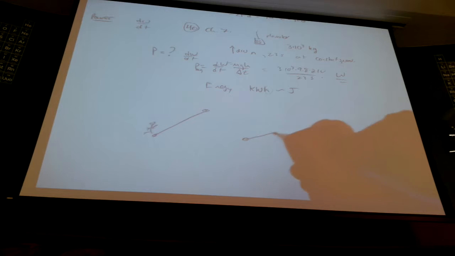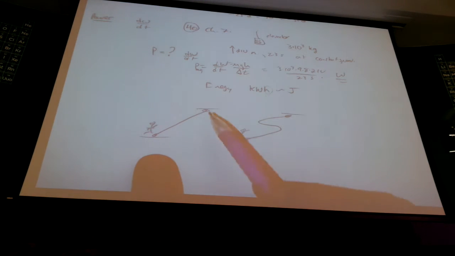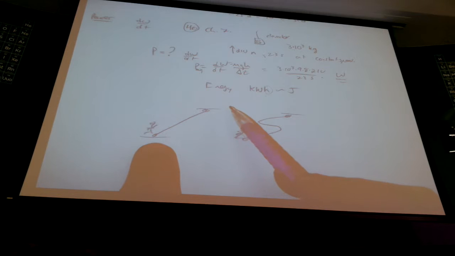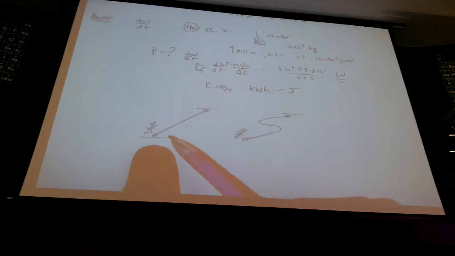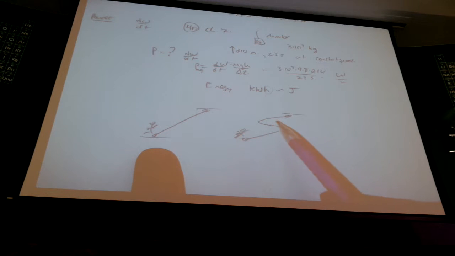Alright, so I'm going to have to do two different situations. Imagine a guy walking up a hill, and he wants to go up straight, but then he doesn't want to go up straight, he wants to take his time, so he does this direction, which takes about twice as much time. Now in these two situations, how are work and power compared?